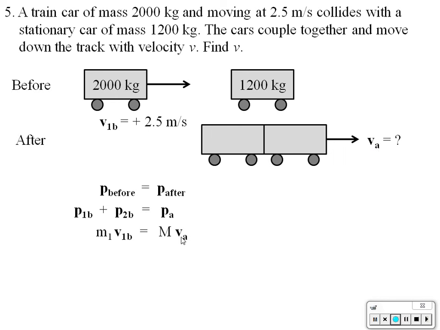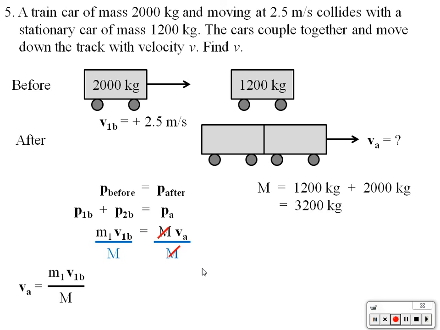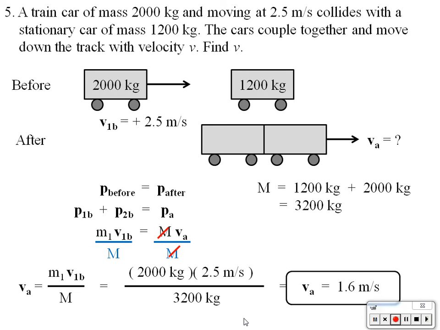Now, v sub a, that's its velocity. Cap M is the mass of the cars after they're coupled together. And I can find that mass by simply summing the individual masses to get 3,200 kilograms. Now we can solve for the velocity by dividing out the mass. And I get this. And then plugging in my numbers, the answer turns out to be 1.6 meters per second. Positive, actually, since they move down the track in the positive direction.